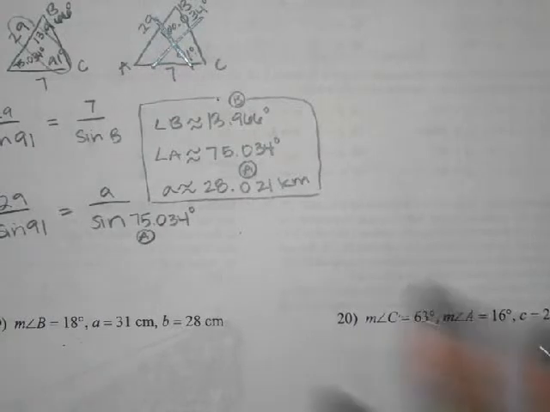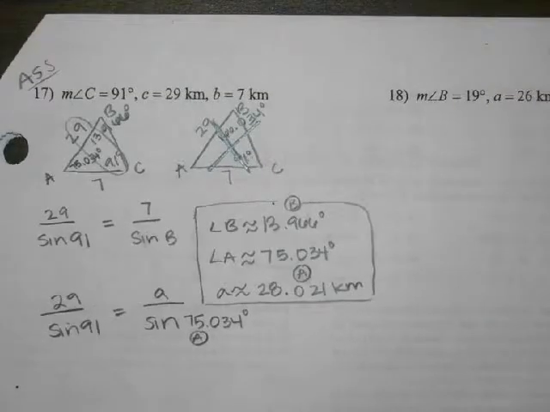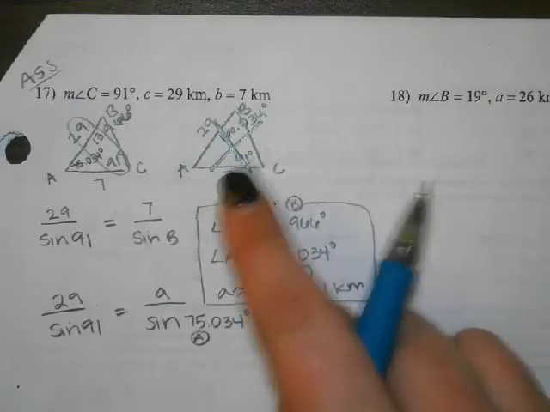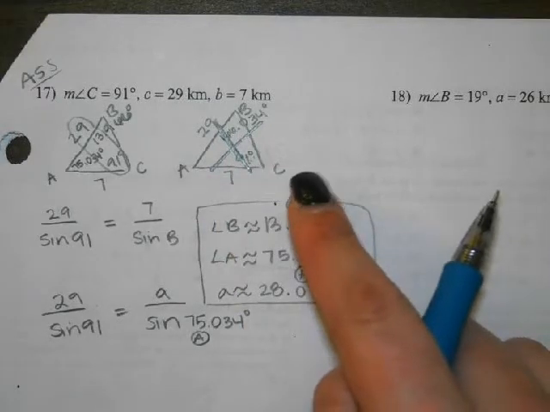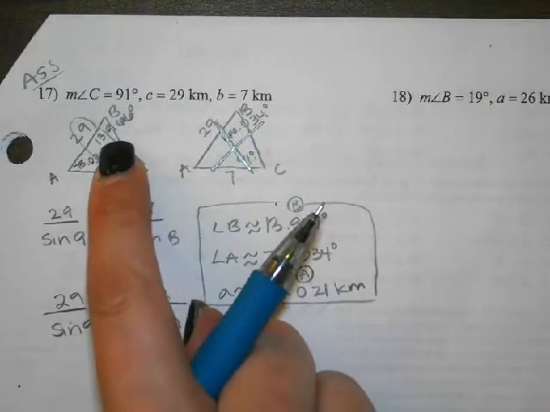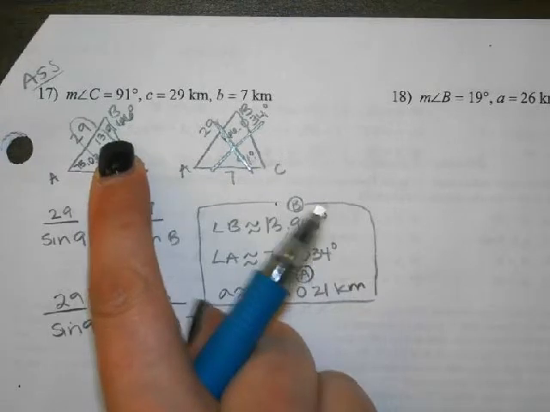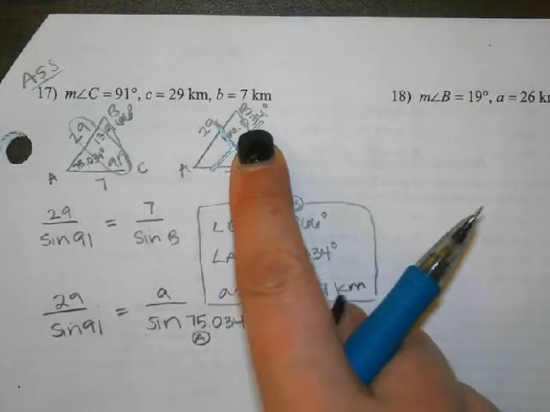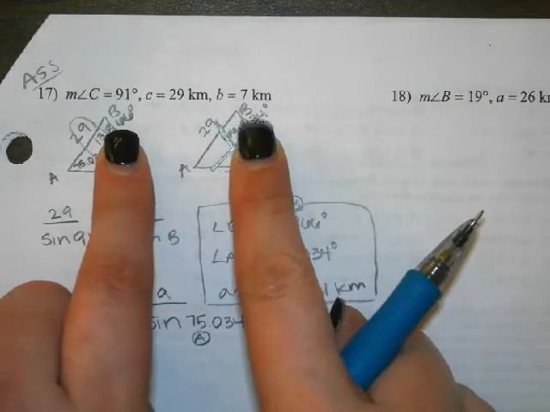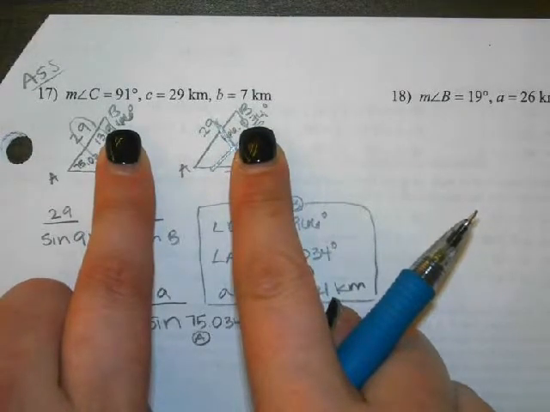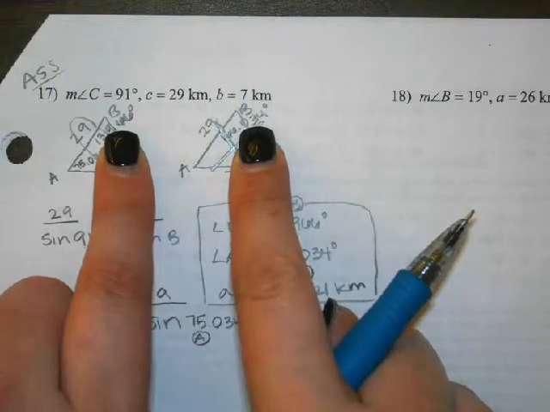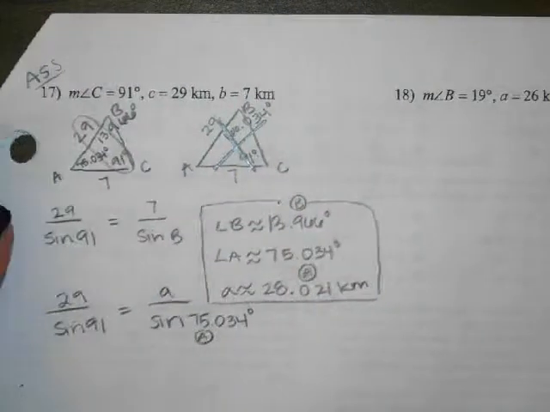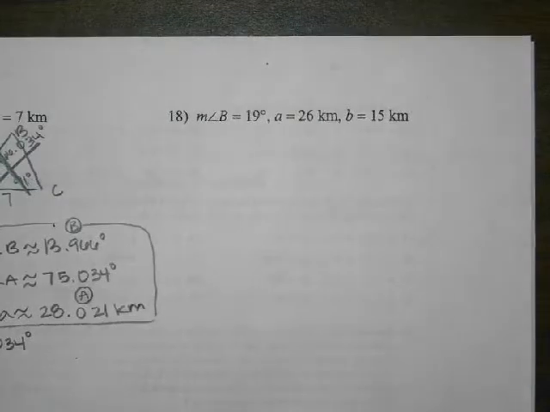Okay, so somebody remind me again how we knew there was not a second triangle. Yeah, the angles when we added them were too big. Okay, if we knew that this angle B was 13.966, how did we find that angle B? So this was the first one we found. How did we find the other one? We did 180 minus that first one. Okay, well, let's go ahead and try number 18, just make sure we're good.